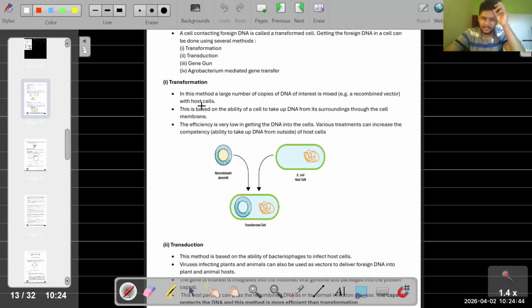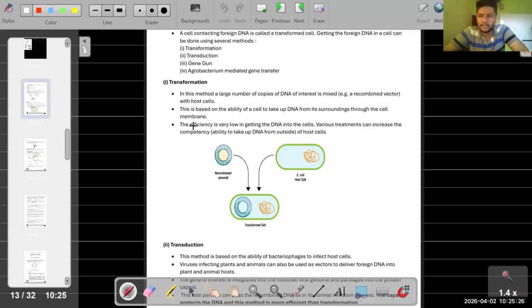Right. Now let's see what they tell about inefficiency here. The efficiency is very low in getting the DNA into host cells. Various treatments can increase the competency. There are various treatments to increase the efficiency, it seems. So see here, they are not mentioning why the efficiency is low. Now they have just said that the efficiency of transformation is very low. They haven't given the reasons. Why haven't they given the reasons?